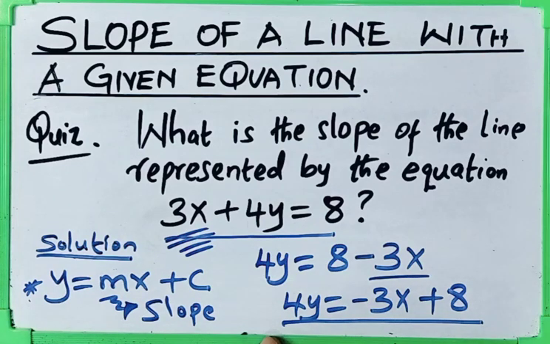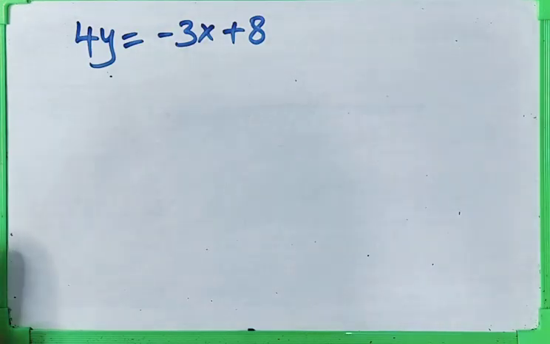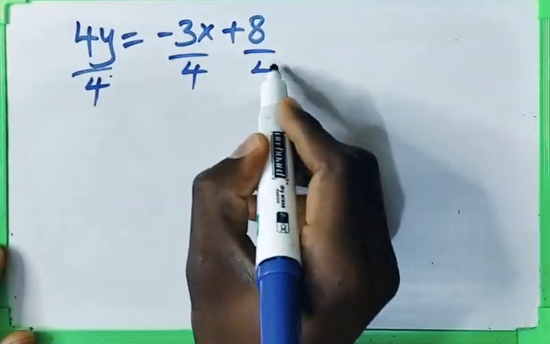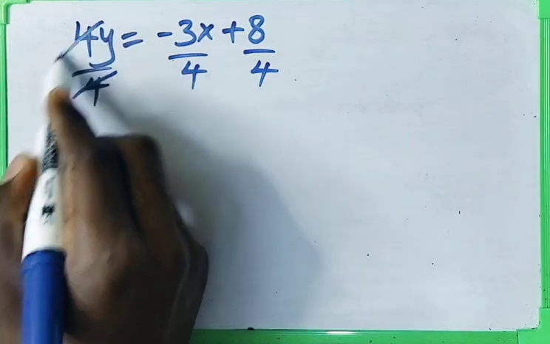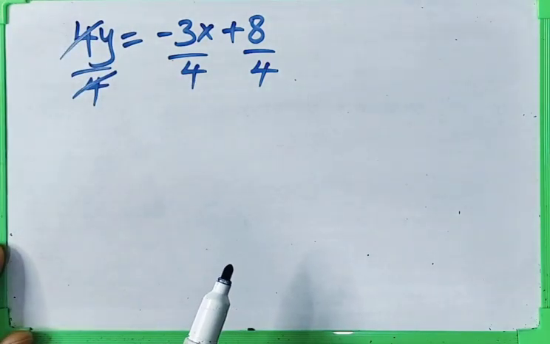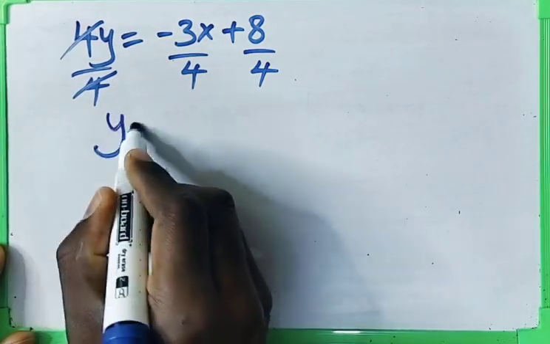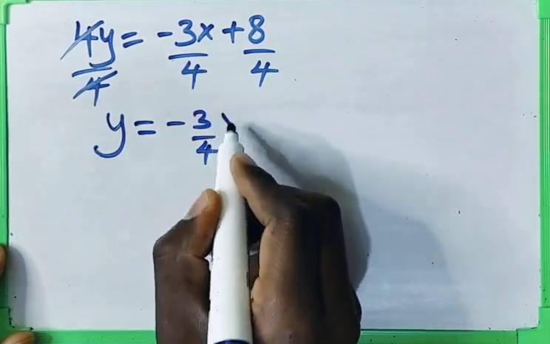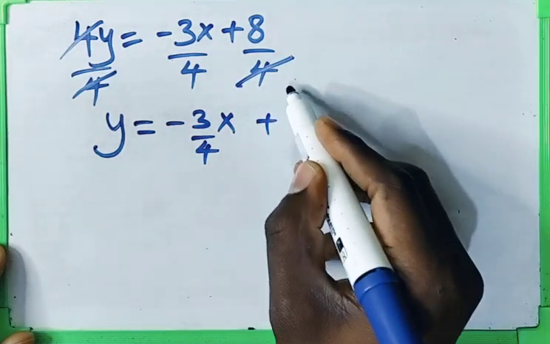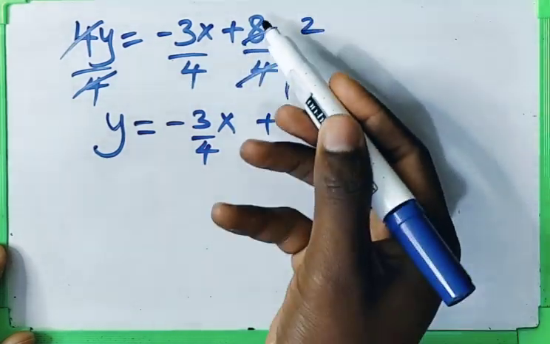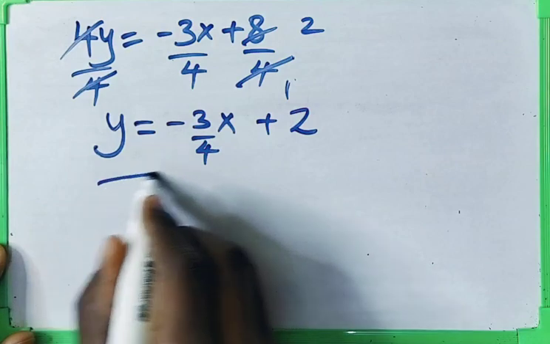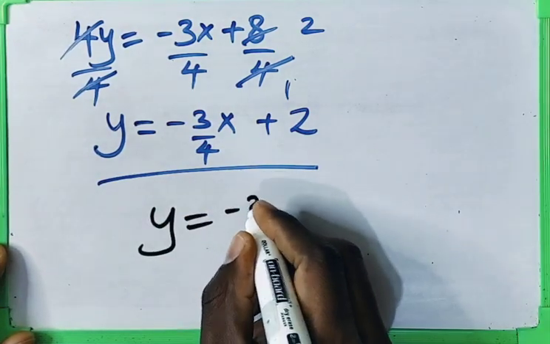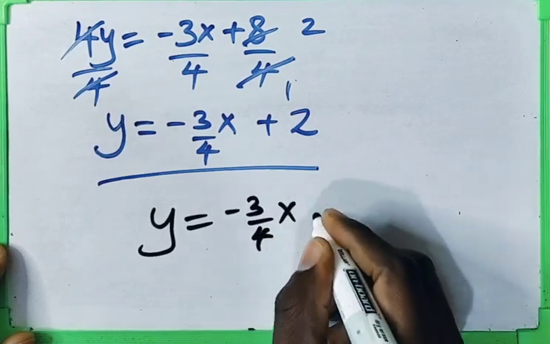Divide by 4 across, so that we can eliminate it from the left-hand side of the equal sign. We remain with only y. y is equal to negative 3 over 4 x plus 8 over 4, which is 2. 8 divided by 4 is 2. So that is your equation. The equation is y is equal to negative 3 over 4 x plus 2.